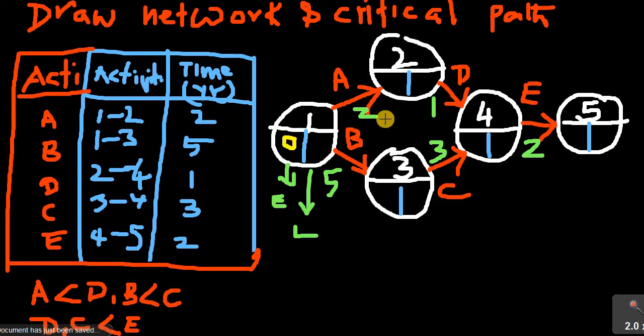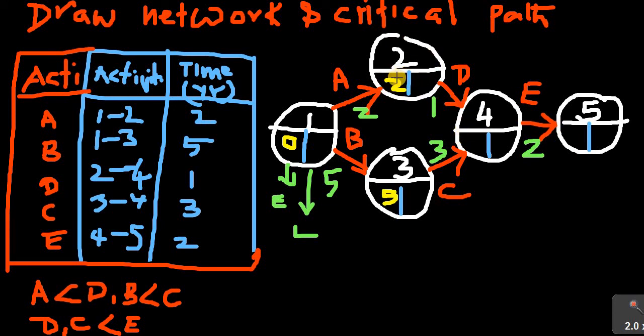0 plus 2, 2. 0 plus 5, 5. Now since only one arrow ends here, for the forward pass only one earliest time will come there. But in this particular event 4, two arrows are ending here, therefore we have to calculate the earliest time for this event by either way, and whichever is maximum we have to write.